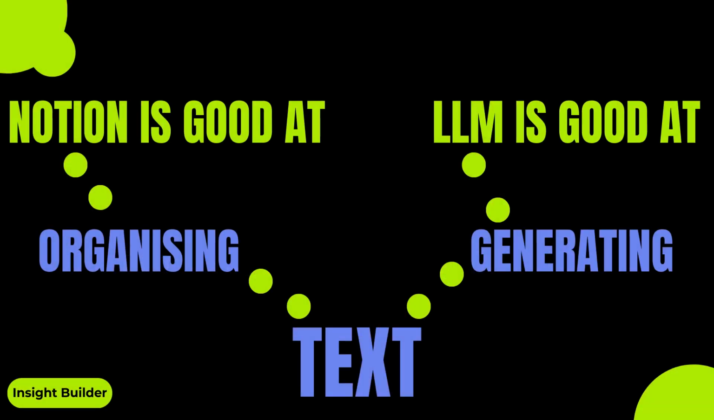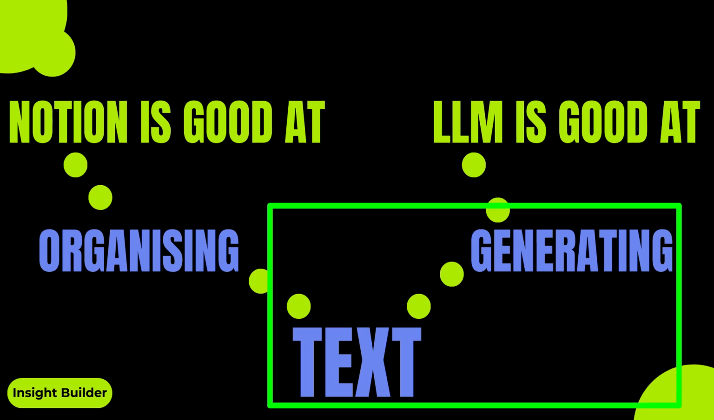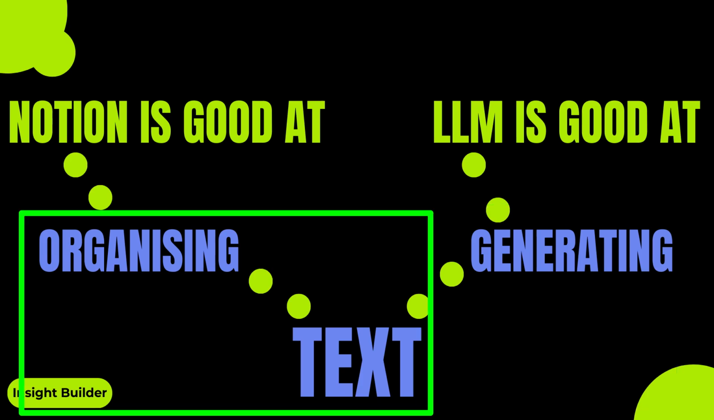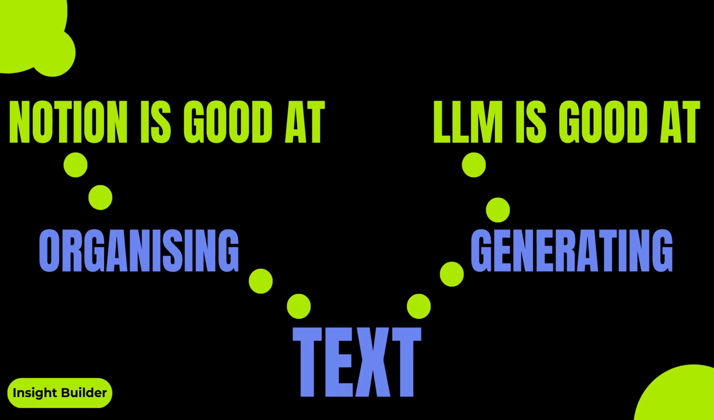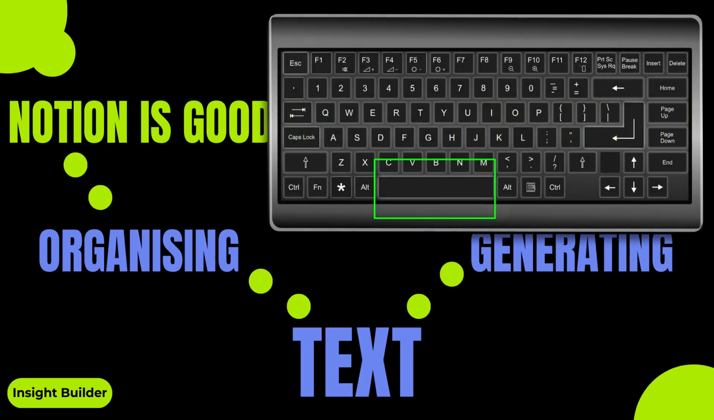I've been training and building integrations with LLMs for a couple of years now, and I know LLMs are good at one thing, and that is generating text. With Notion, it is obvious that it is good at one thing, and that is organizing text. The Notion team created an elegant design choice to call the AI with the press of a spacebar. That was a very good design choice.